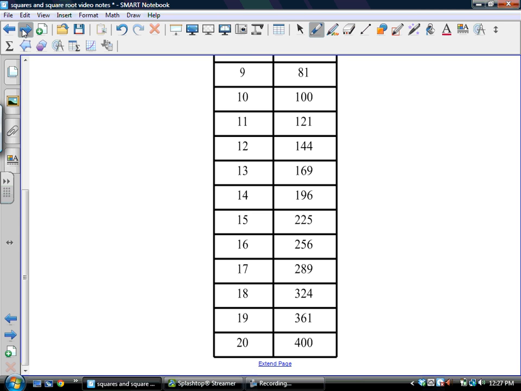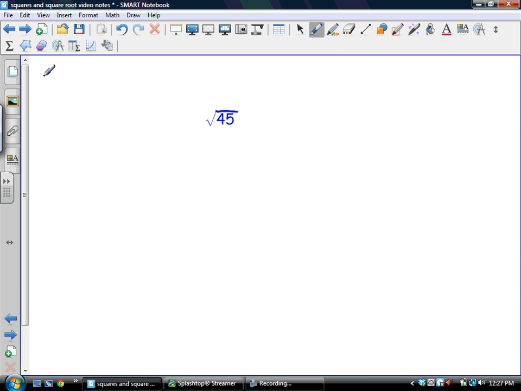Okay, so now that we know all of our perfect squares, it makes it easier to find the square roots. Remember, when we see this radical sign here, this tells us to find the positive square root. So the positive square root of 49 is 7.